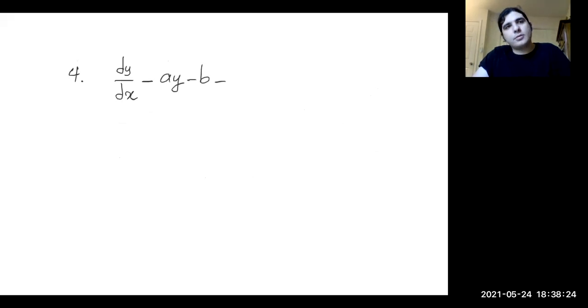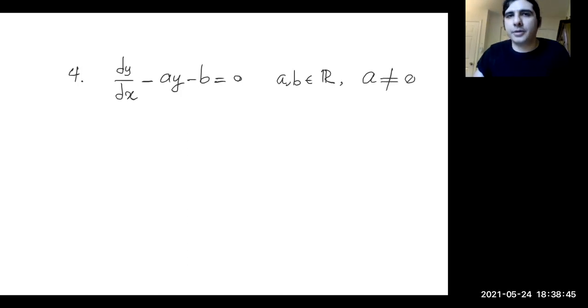Okay, so let's continue. Let's make it slightly more difficult. Example number 4. Suppose we are looking for a function y such that its derivative with respect to x minus a constant a times y minus another constant b is equal to 0. So a and b are just two constants here. If a is 0, we already solved that, so suppose a is a non-zero real number.